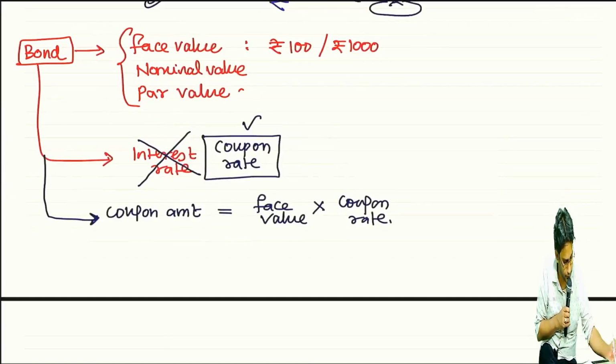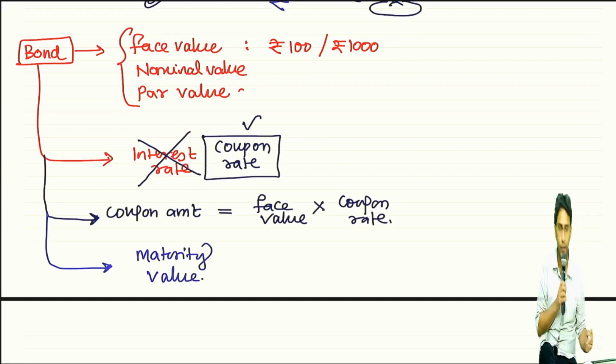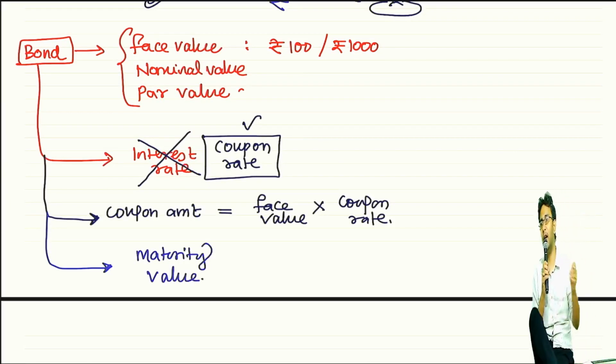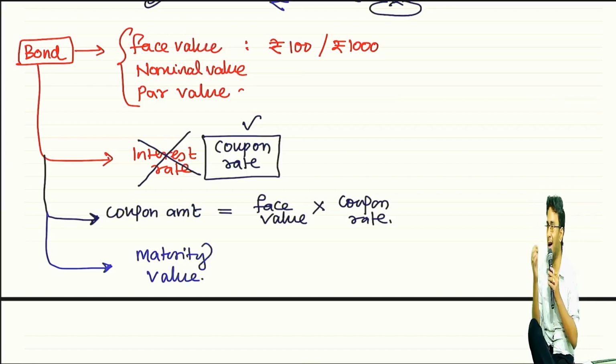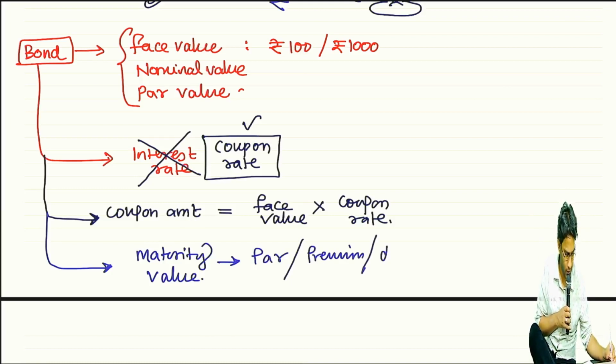Now, every bond will also have a maturity value. Maturity value means if you hold the bond till the end of the life of the bond, on the last day, whatever the bond pays, that is the maturity value. A maturity value can be at par, or at premium, or at discount.